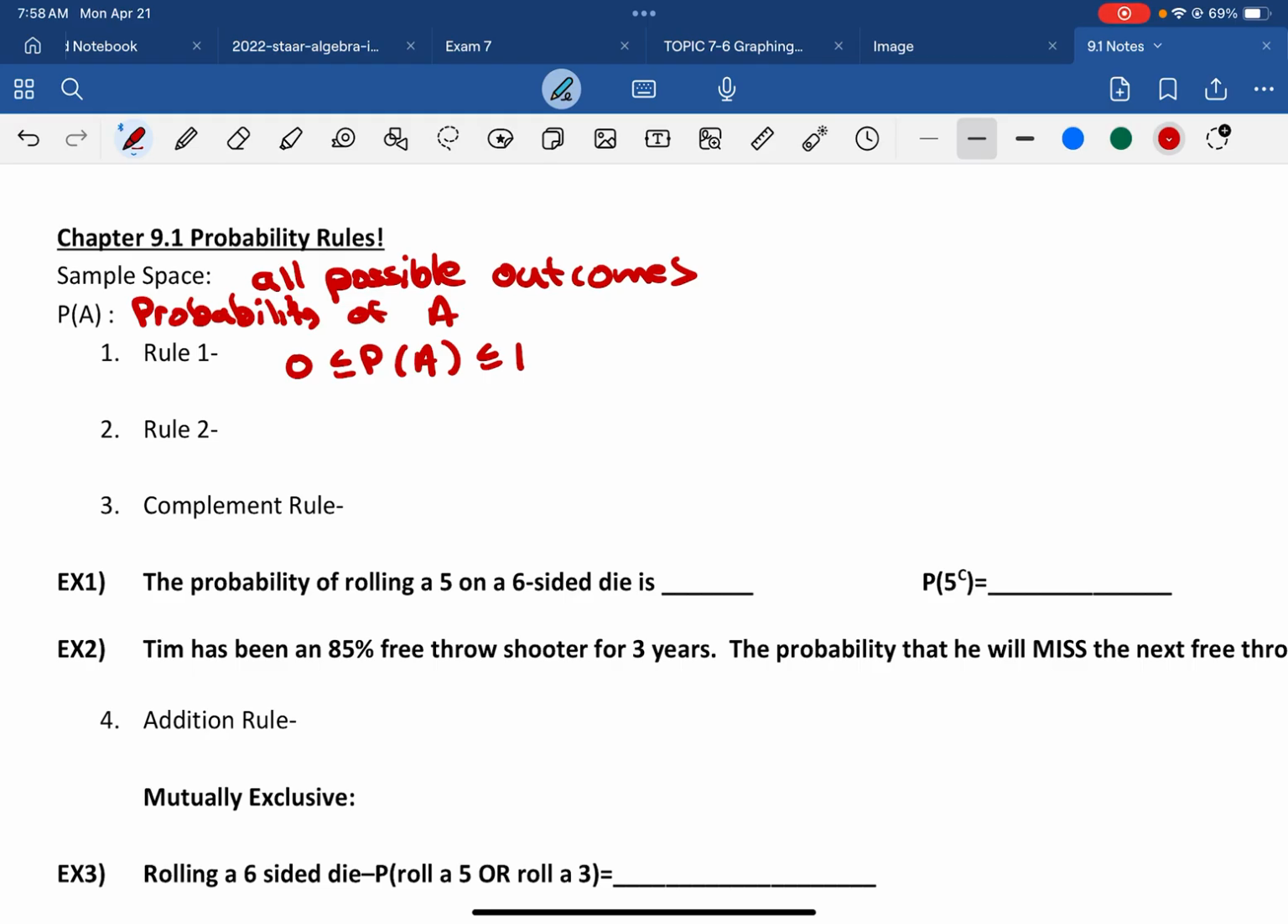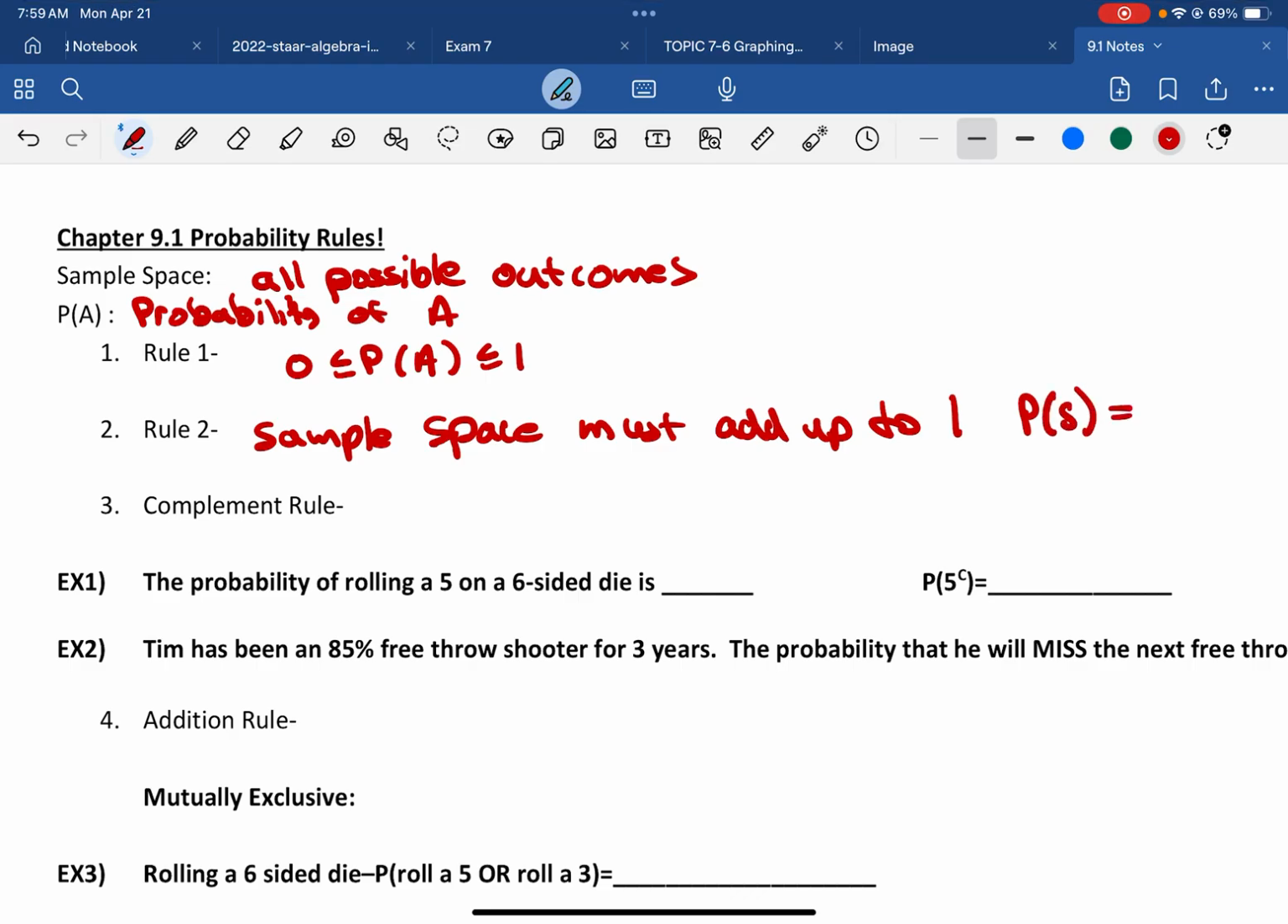Okay, rule number 2, the sample space must add up to 1. All possible outcomes must add up to 1. So the probability of the sample space is equal to 1.